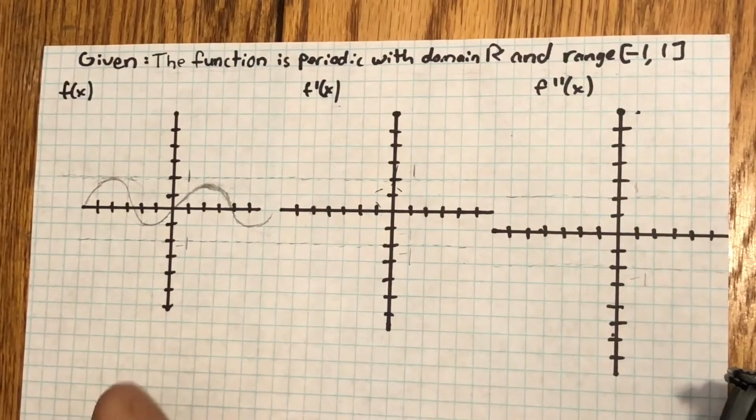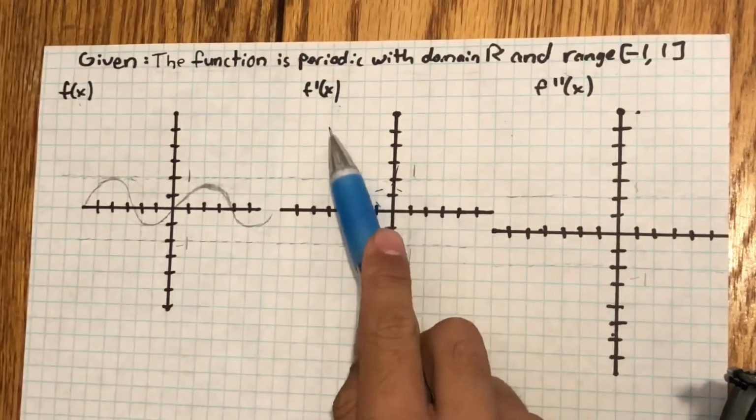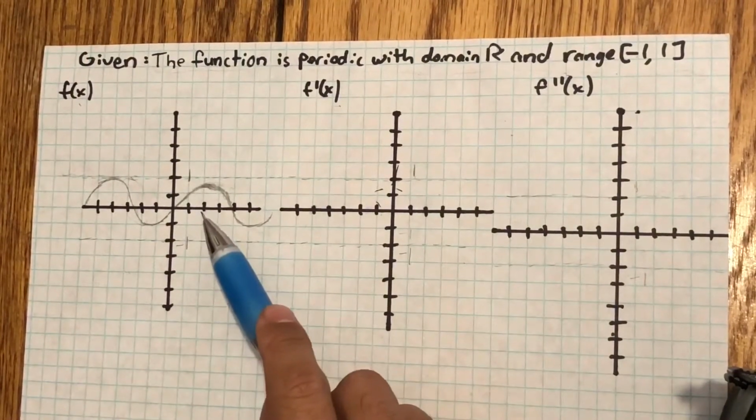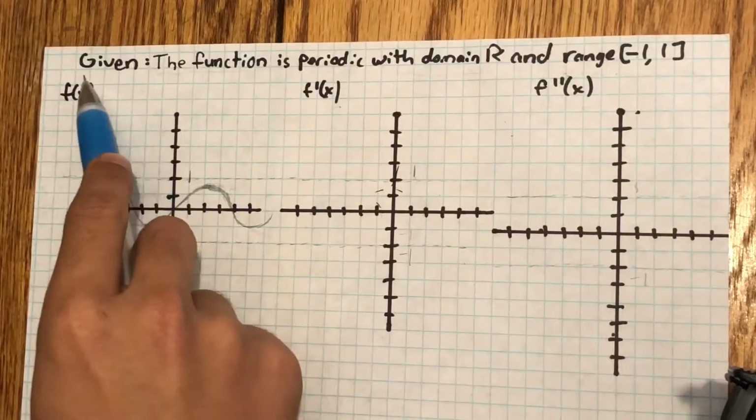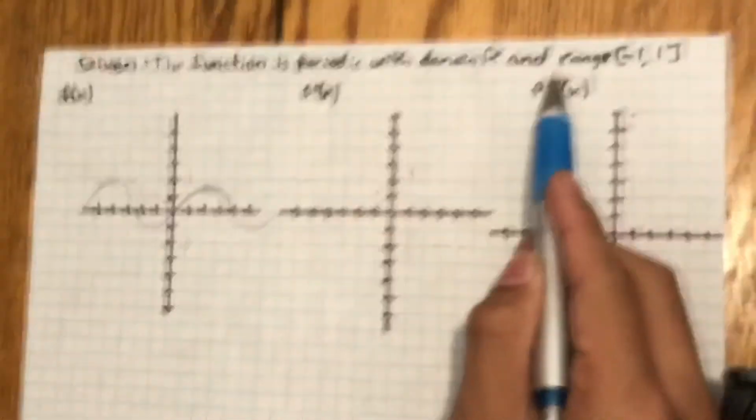So in problem 8, we are given f of x and we are asked to find f prime of x as well as f double prime of x. So first of all, let's look at the information we are already given. It states that the function is periodic with domain R and range -1 to 1.